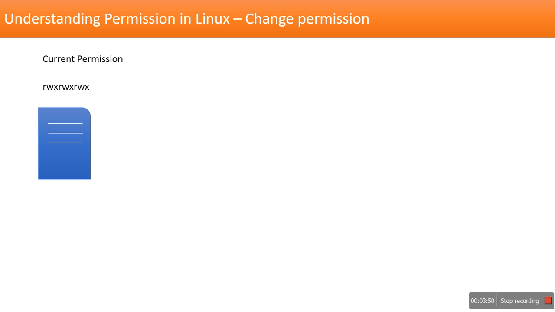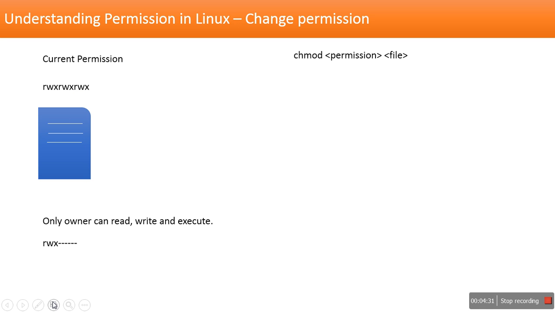Now if we have a file and we want to change permissions for that file, how can we do that? Let's say there is a file with the permission rwx rwx rwx. It means everyone can read, write, and execute. Now we want only the owner to be able to read, write, and execute. Except the owner, no one is allowed anything: no one can read, no one can write, no one can execute. So we want to change this permission from here to here. And let's say the name of this file is 1.txt.